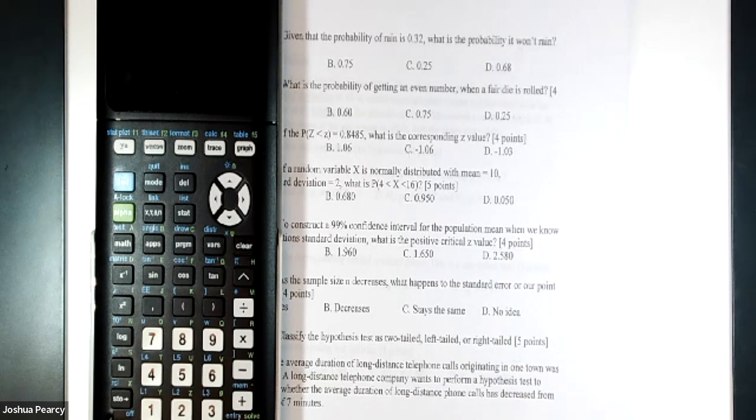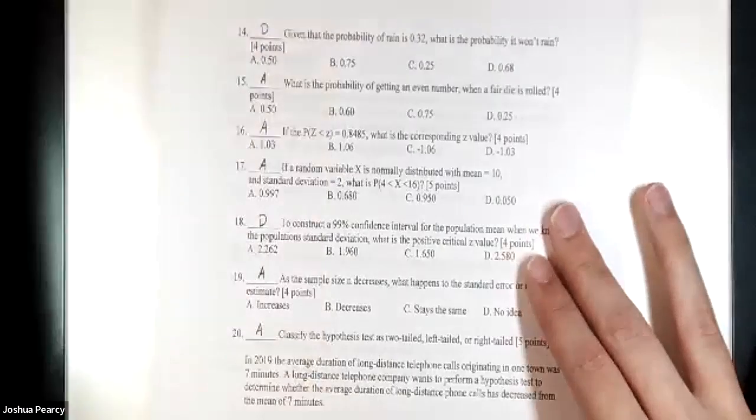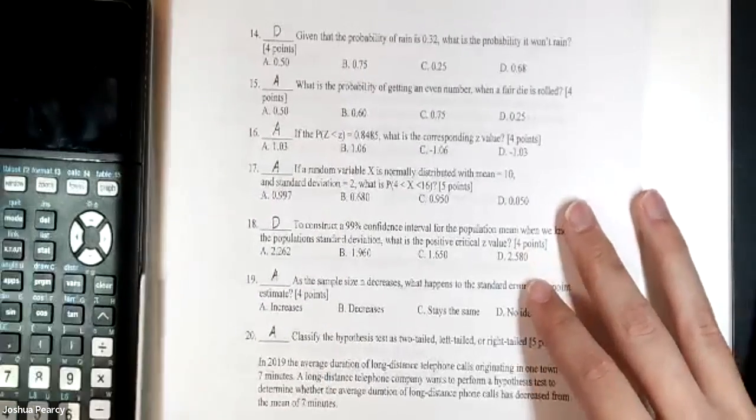Know how to do this next one. If the probability of Z being less than some Z score is equal to 0.8485, what is the corresponding Z value? Yeah, so you just look for 0.8485 inside the table because it's already given you the area to the left, and it should be, I can't remember if it's B or A. I think it's B. No, it's A, never mind, 1.03.